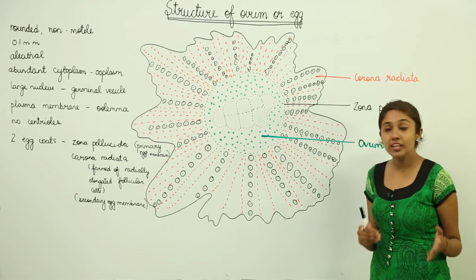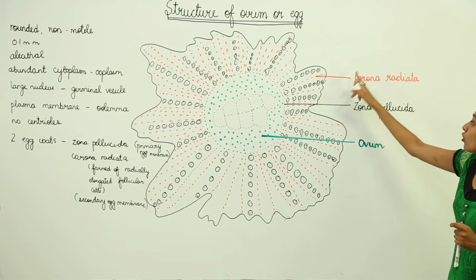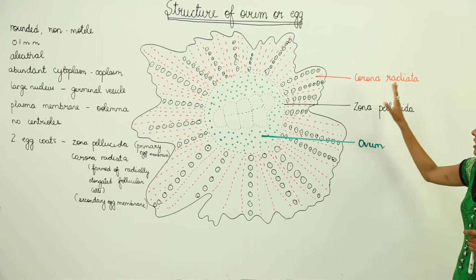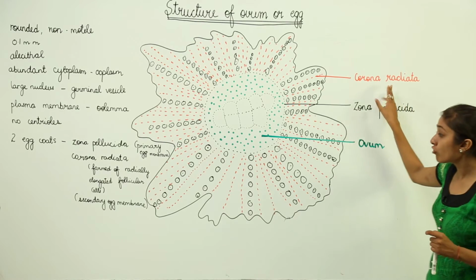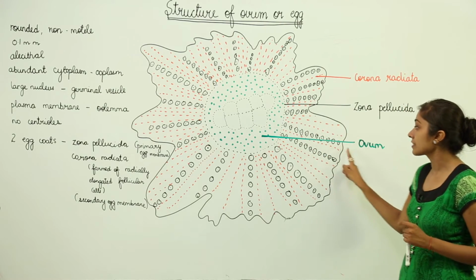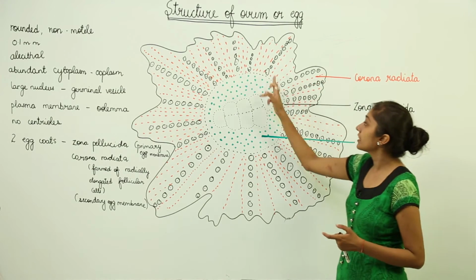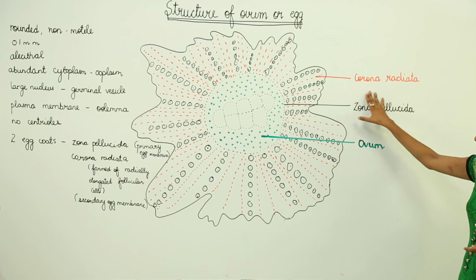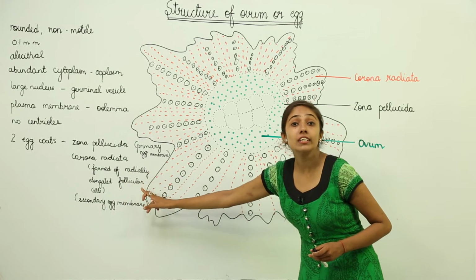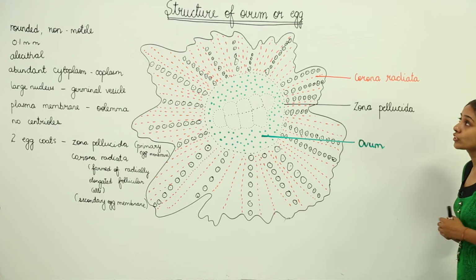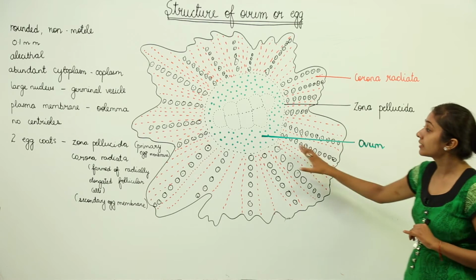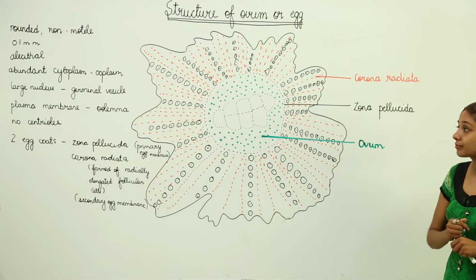Then we have the secondary egg membrane, that is the corona radiata. It is quite thick as compared to zona pellucida. So the outer membrane is the corona radiata, which is the secondary egg membrane. It is formed of radially elongated follicular cells, you can see that. That is why they are shown radially, because this corona radiata is formed of radially elongated follicular cells. This is how you will draw the structure of human ovum or egg. So this is corona radiata, this is zona pellucida, and here this is the ovum.